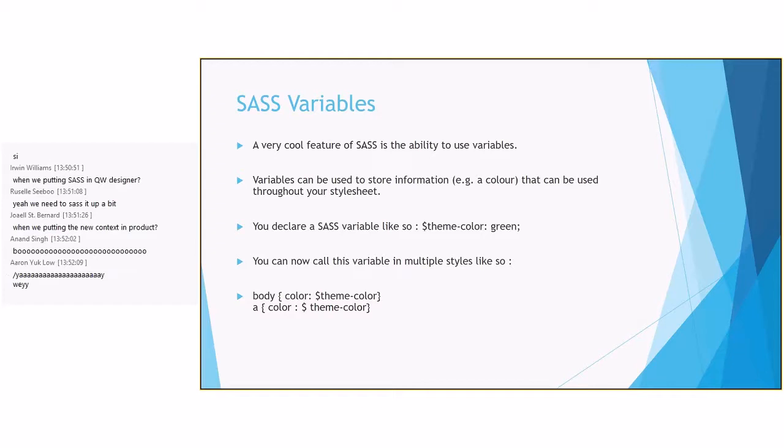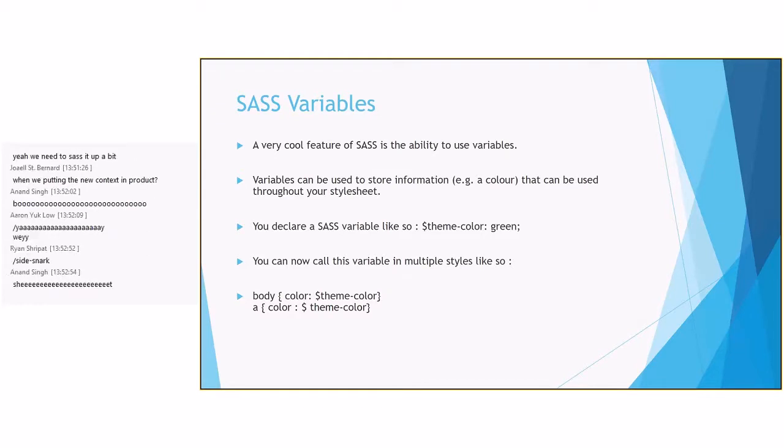So one of the cool things they have is variables. The variables can be used to store values. So just like in normal programming, you could have a global variable. Let me say a color, you'll have the variable name. So you declare it with the $, then the variable name, colon, and the value. So on the presentation here, you could declare a SASS variable like so, theme color green, and then you could call that variable anywhere in your style sheet.